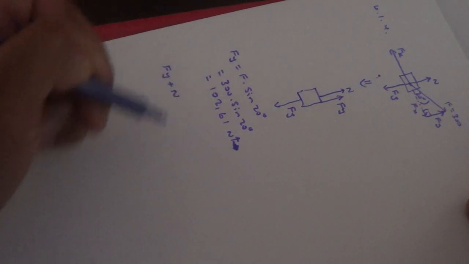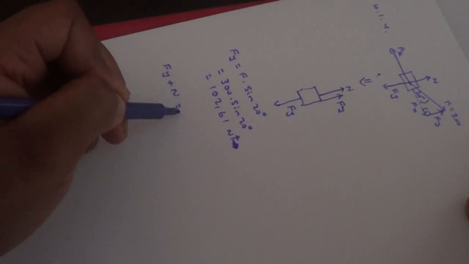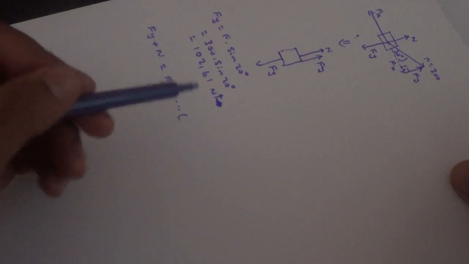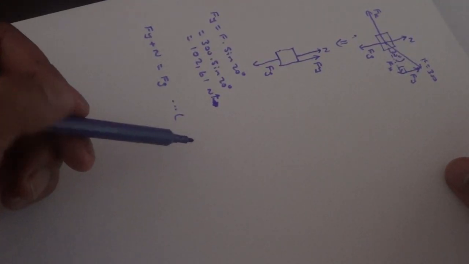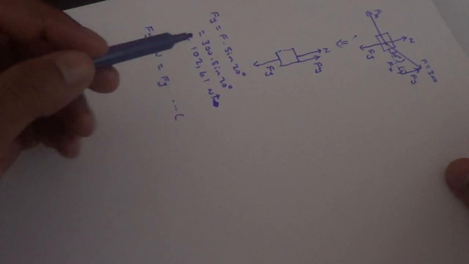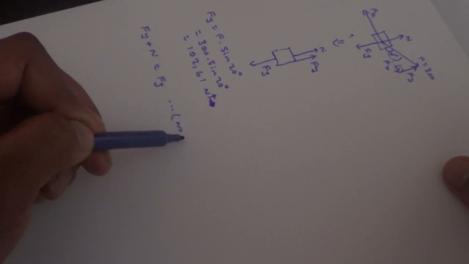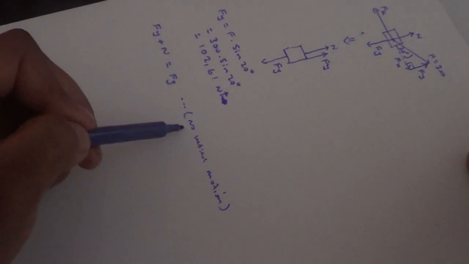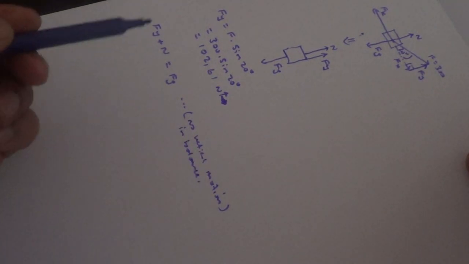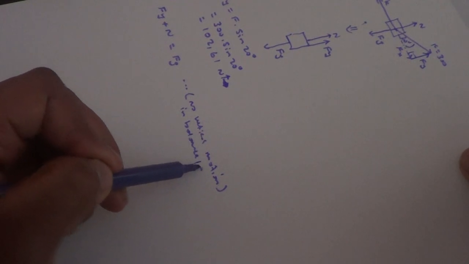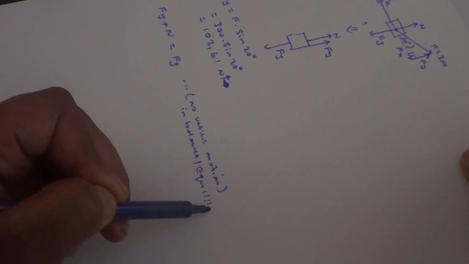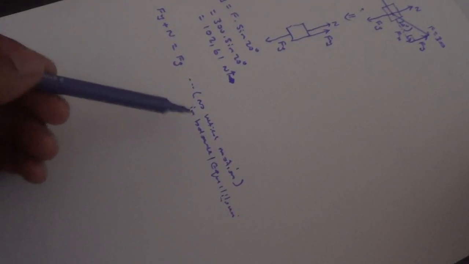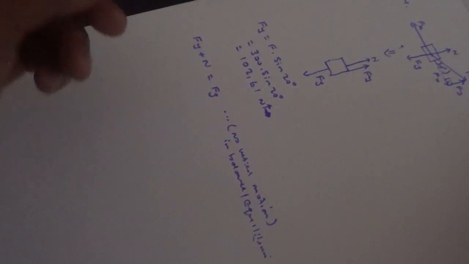Fy plus the normal force, I'm just going to use capital letter N, equals Fg. Okay, well, you can say these are in balance, or you can say the object is neither moving up or down, okay? Or you can just say there's no vertical motion. Or you can say in balance. Or you can even use a very good alternative, equilibrium. Okay. So, I mean, you can be fancy about it, you can be simple about it, you can just be direct, okay? It's up to you.